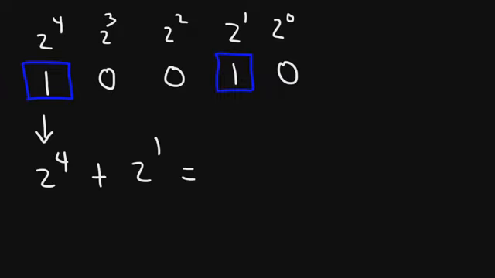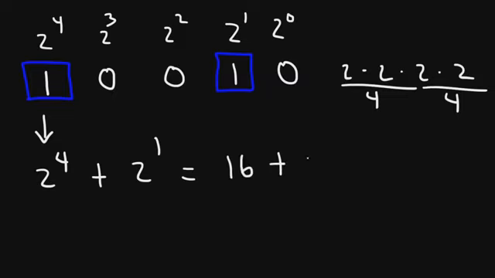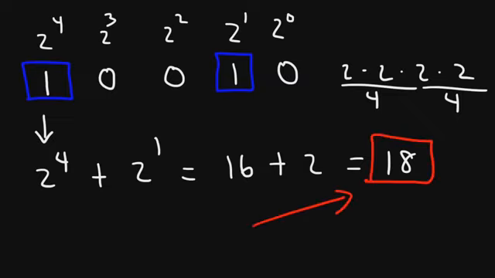So what is 2 to the fourth power? 2 times 2 times 2 times 2. 2 times 2 is 4, and 4 times 4 is 16. So 2 to the fourth power is 16. Plus 2, and so this will give us 18. And so it's not very difficult to convert a binary number into a decimal number. As long as you follow the process, you're going to get this right.